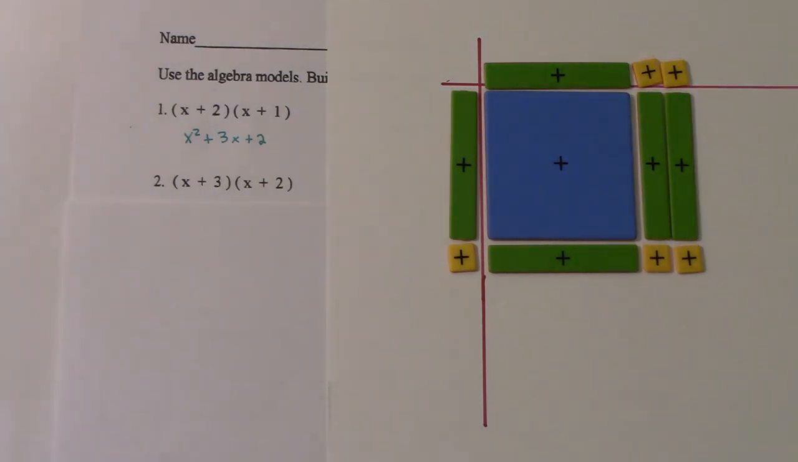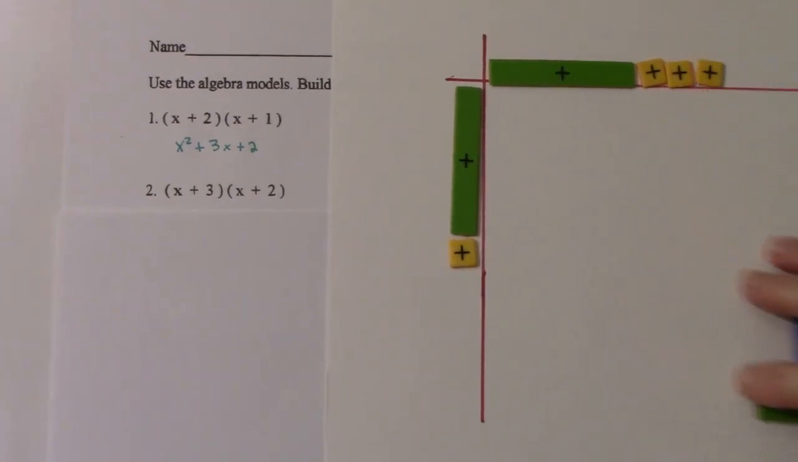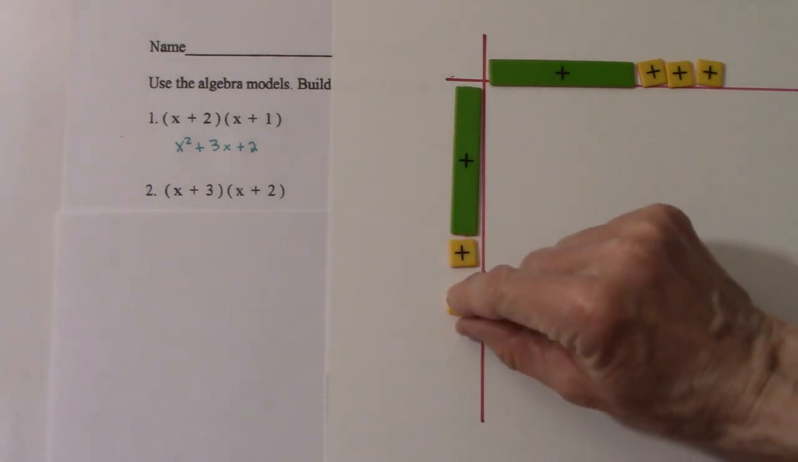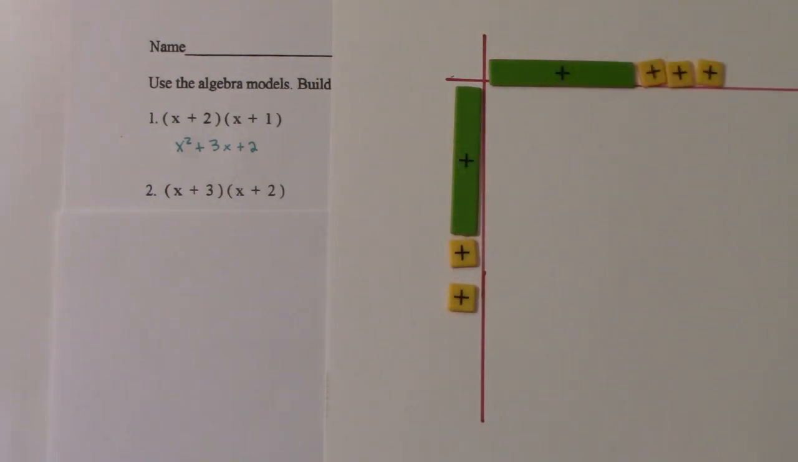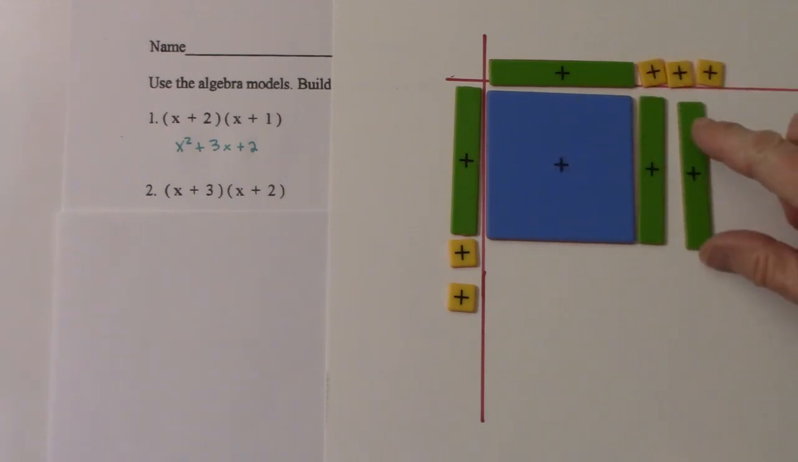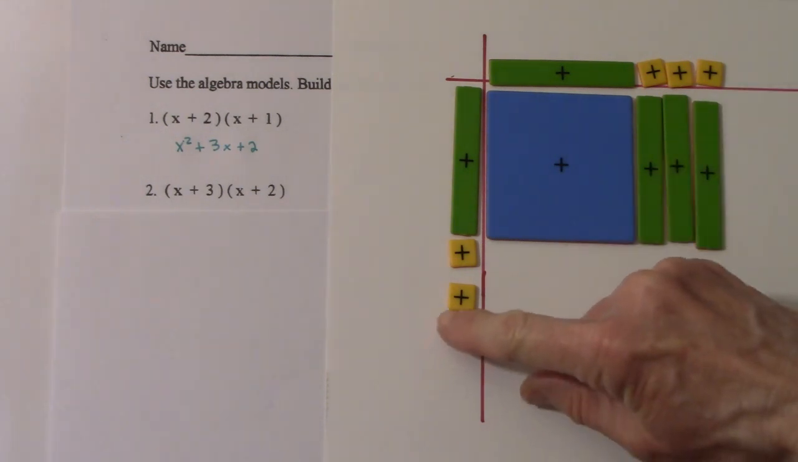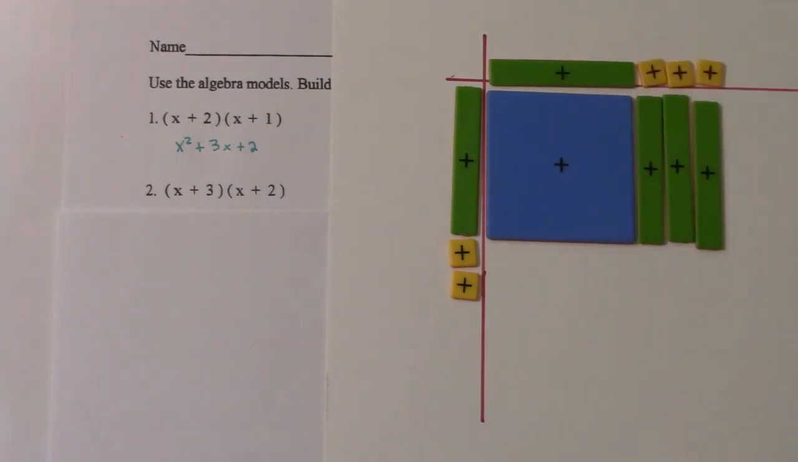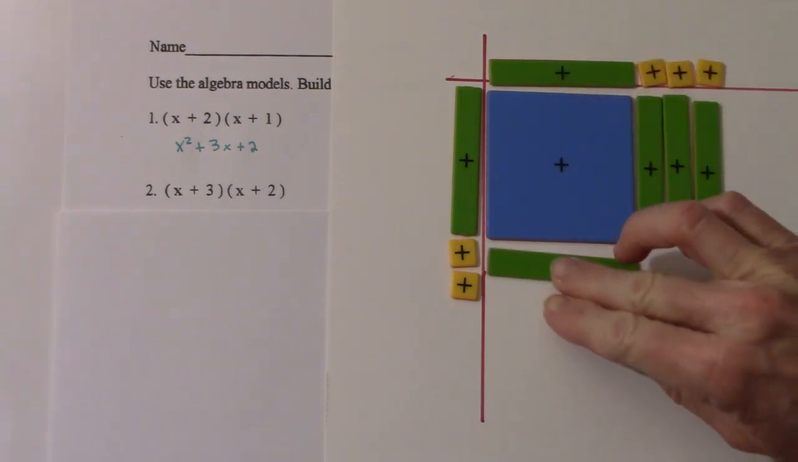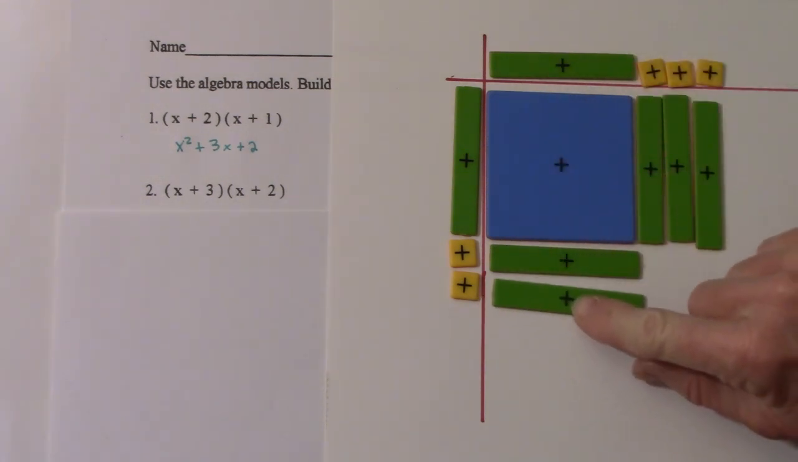Let us consider x plus 3 times x plus 2. Now I have x times x, and it gives me x squared. X times 1 is x. X times 1 is another x. X times 1 is yet another x. And when I have 1 times x, I get x. 1 times x is x.